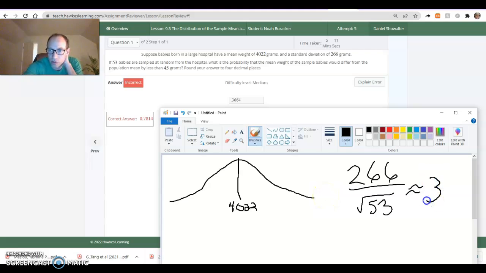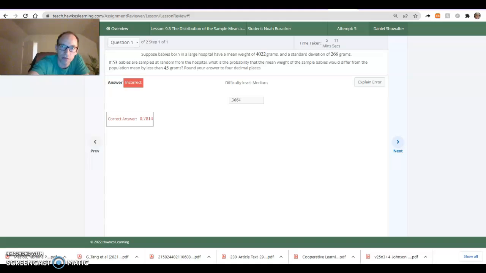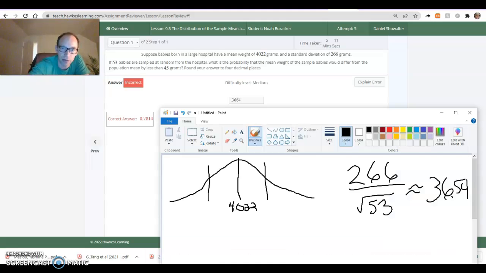36.54. Okay. So the question here is, what's the probability that the mean weight would differ by less than 45 grams? So what we're saying is we're sticking close to the mean. Differ by less than 45 grams means that we're going to be in this area right here.